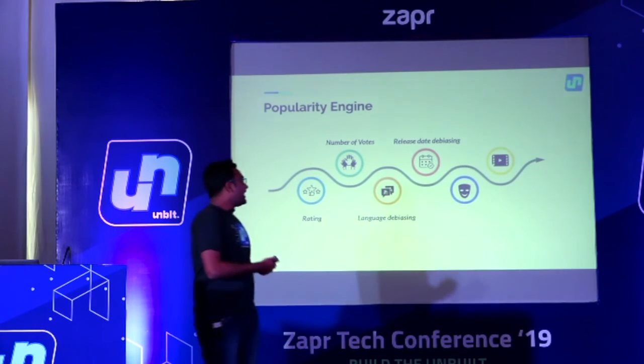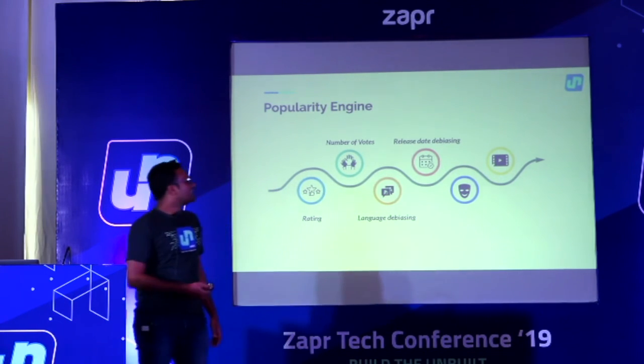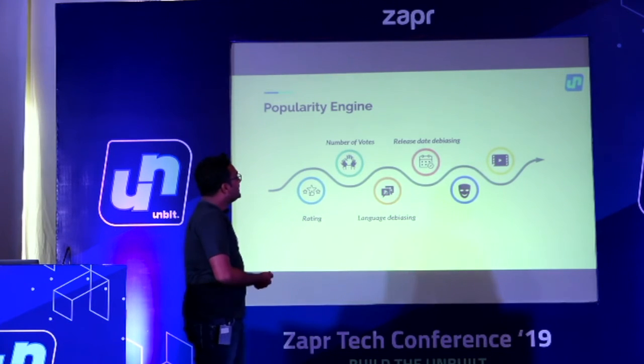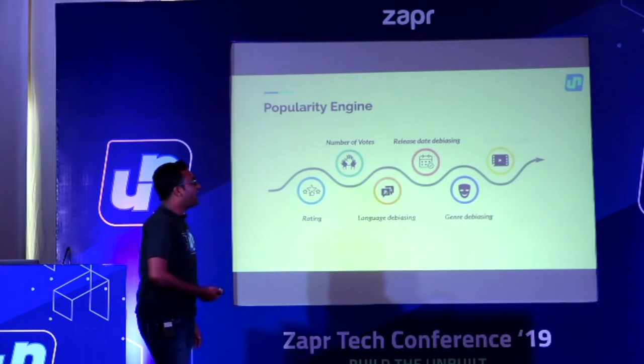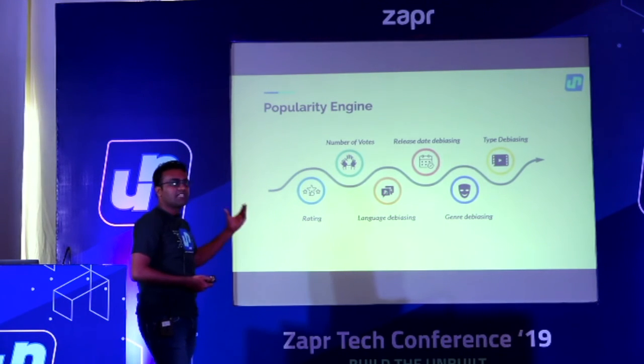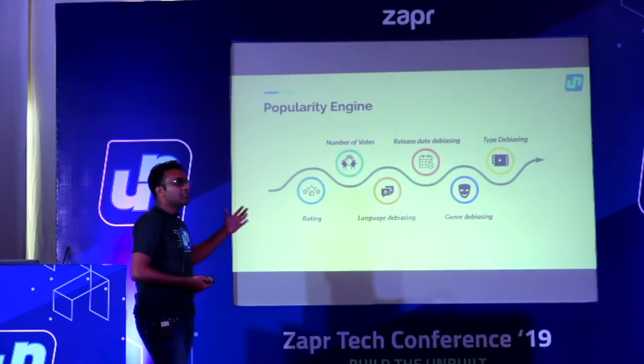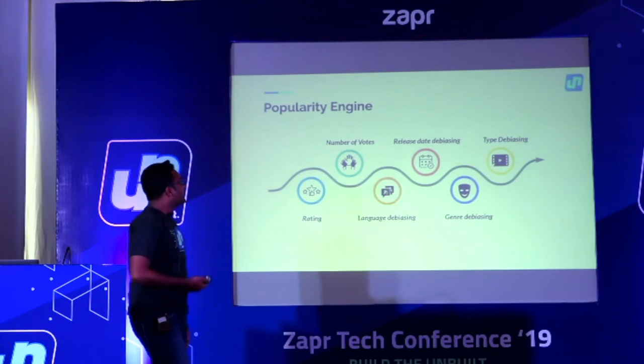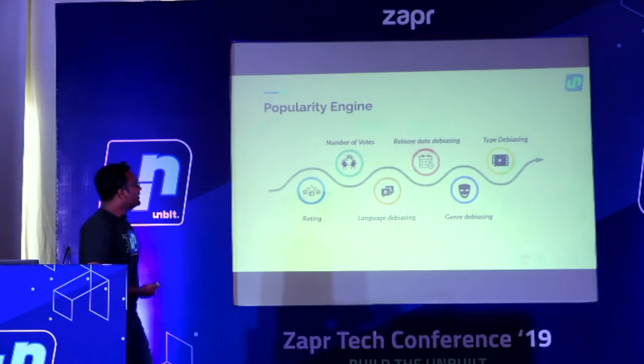Then similar to that, we had to do debiasing for other things: release date based, genre based, and type based. Type based, I mean whether it's a movie or a TV show. Definitely there are more movies around in the universe as compared to TV shows. So this is the whole popularity engine.